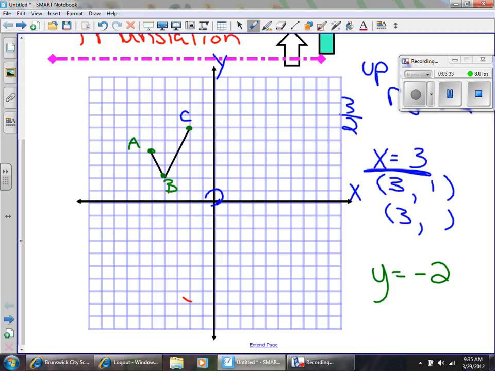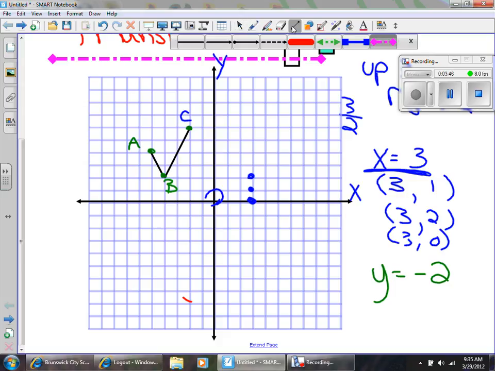3, 1; 3, 2. How about 3, 0? And I'm going to plot those points. 1, 2, 3 in the x direction, 0; 3, 1; 3, 2. There's my mirror. My mirror has to be a vertical line going through there. So that would be my mirror. I would count the points' distance from the mirror.